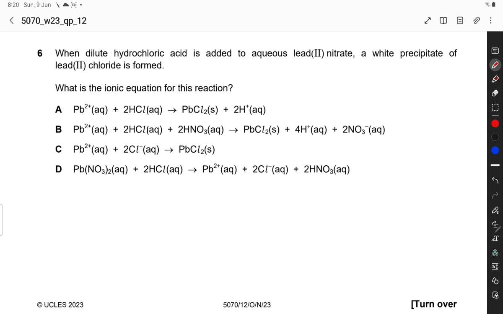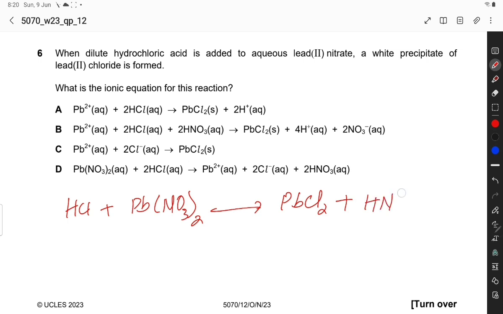Question number 6, when dilute hydrochloric acid is added to lead nitrate, a white precipitate of lead chloride is formed. What is the ionic equation? So dilute HCl plus Pb(NO3)2 to form PbCl2 plus HNO3. So 2 over here, 2 over here. So the reaction is balanced. This is aqueous, this is aqueous, this is solid, this is aqueous.